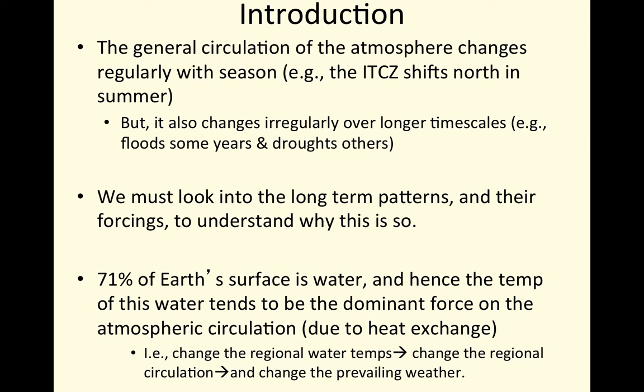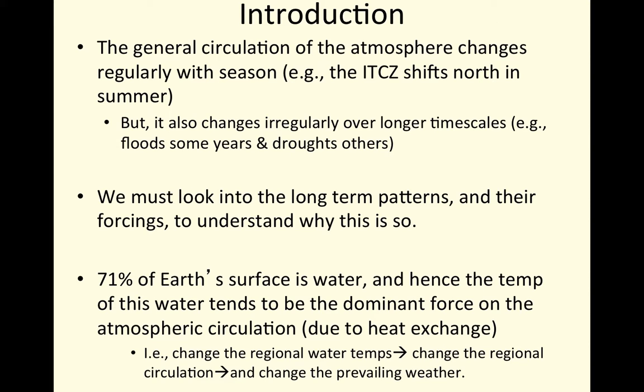As an introduction to this section, the general circulation of the atmosphere changes regularly with season. For example, we saw that the ITCZ has a seasonality to it. But the atmosphere changes irregularly over longer timescales as well. For example, there are floods some years and droughts other years. We have to look into the long-term patterns and their forcings to understand why this happens.